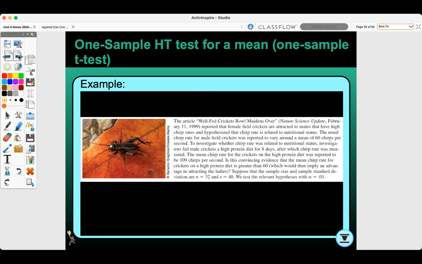The mean chirp rate for crickets on the high-protein diet was reported to be 109 chirps per second. Is this convincing evidence that the mean chirp rate for crickets on a high-protein diet is greater than 60, which would imply an advantage in attracting the ladies? Suppose the sample size and the sample standard deviation are n equals 32 and s equals 40. We test the relevant hypothesis with alpha equals 0.01.